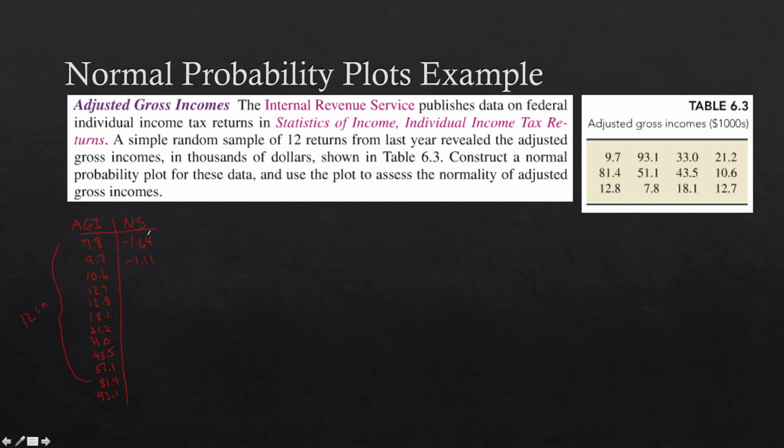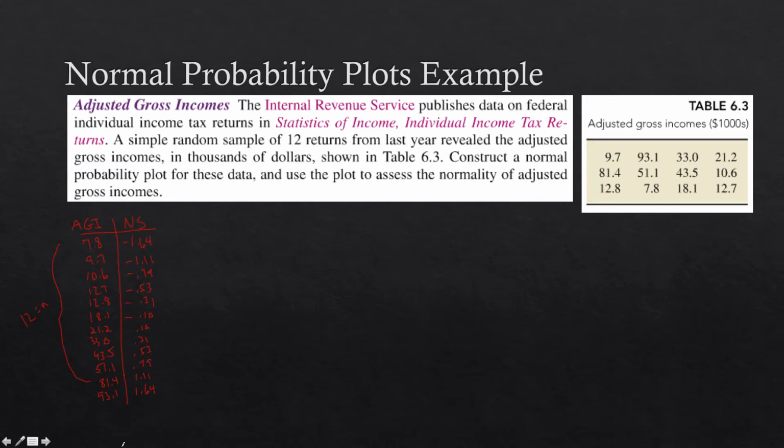So if you do that, the next one should be negative 0.79, negative 0.53, negative 0.31, negative 0.10, 0.10. Then we should have 0.31, excuse me, we should have 0.53, 0.79, 1.11, and 1.64.